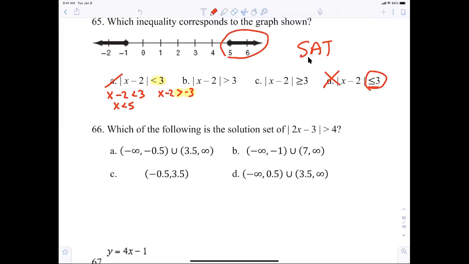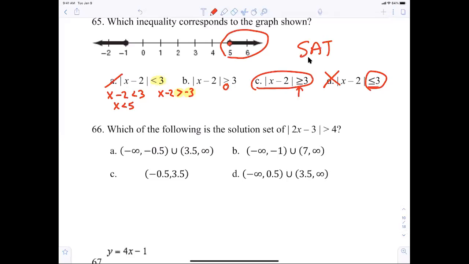Now, let's go ahead. One second. Does everybody agree? It has to be C because it says greater than or equal to. So that's the solid dot, not the open dot. So I know the correct answer is C.